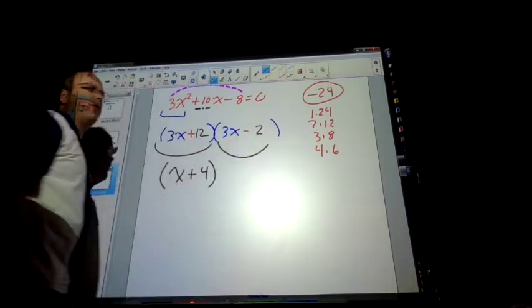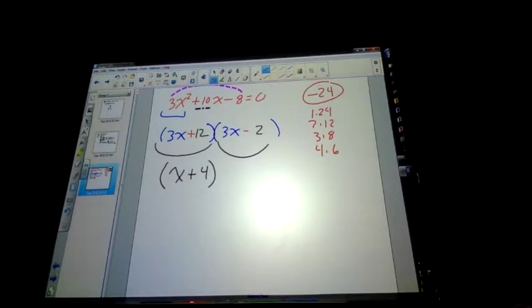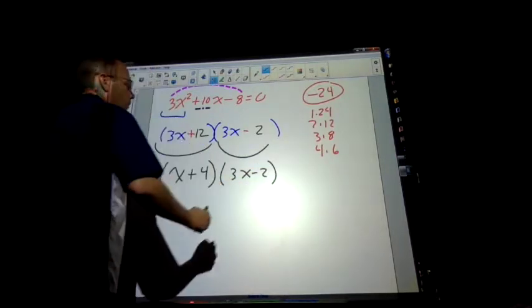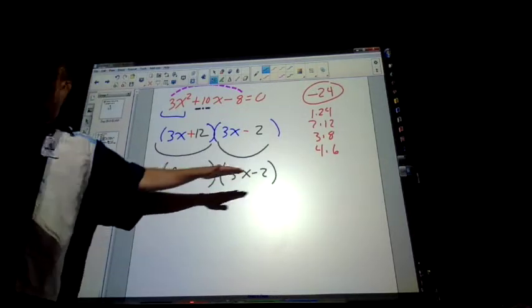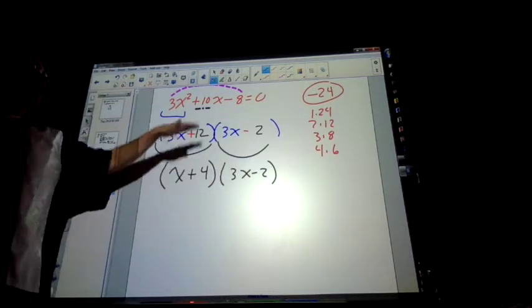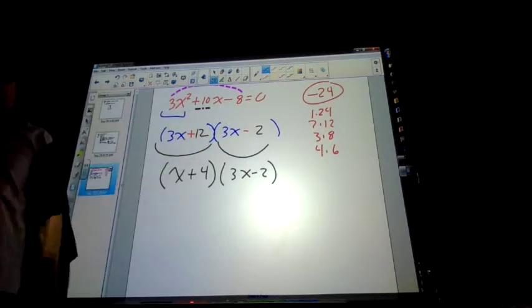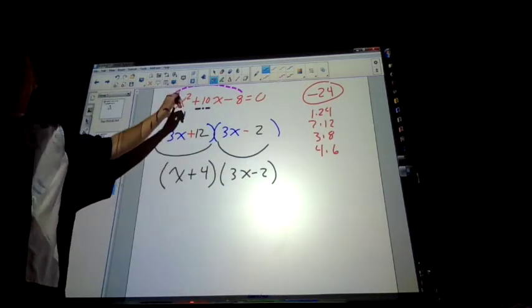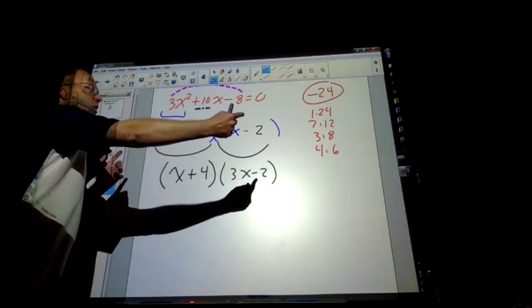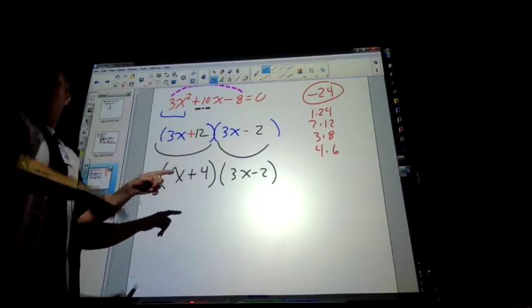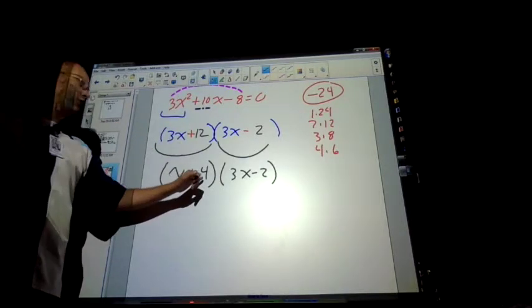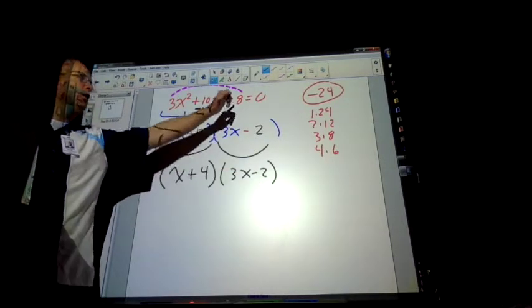Do I have a greatest common factor here I can throw out? No. So that's going to remain as 3x minus 2. Okay? If I FOILed this back together, I would get this answer. So x times 3x is 3x squared. Sweet, it works. Outside's negative 2x, inside's positive 12x. Positive 12x minus 2x is 10x, and then my last term is 4 times negative 2, which is negative 8.